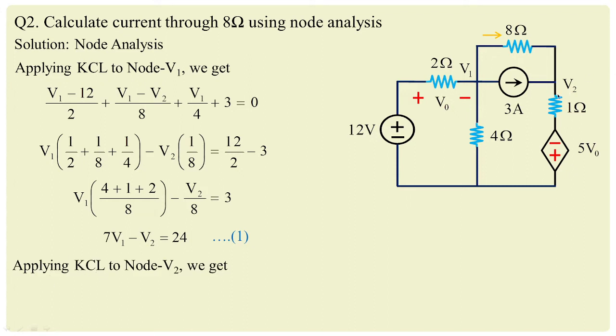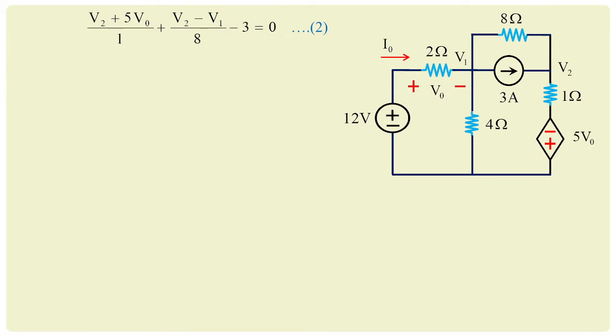Now applying KCL at node 2. At node 2 we have 3 branches: 3 amperes, 8 ohms, and 1 ohm in series with 5 V0. So we are going to apply KCL at this particular node V2. We get (V2 plus 5 V0) by 1, plus (V2 minus V1) by 8, minus 3 is equal to 0. We can call this the second equation. Once we are done with the second equation, we need to find out what V0 is.